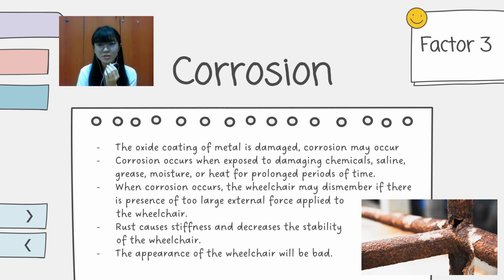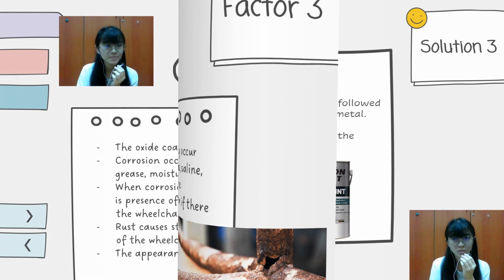I'm Toh Ka Peng with metric number 22004663. Now I'm going to present factor 3, which is corrosion. When the oxide coating of metal, such as aluminium and stainless steel, has been damaged, corrosion may occur. Corrosion occurs when exposed to damaging chemicals, sunlight, grease, moisture, or heat for prolonged periods of time. When corrosion occurs, the wheelchair may dismember if too large an external force is applied to it. Meanwhile, rust causes stiffness and decreases the stability of the wheelchair. Lastly, the appearance of the wheelchair will be bad.